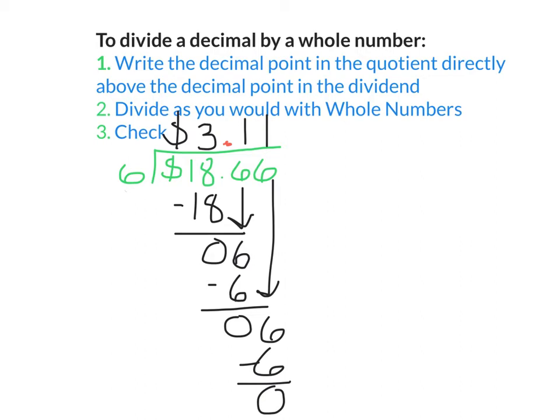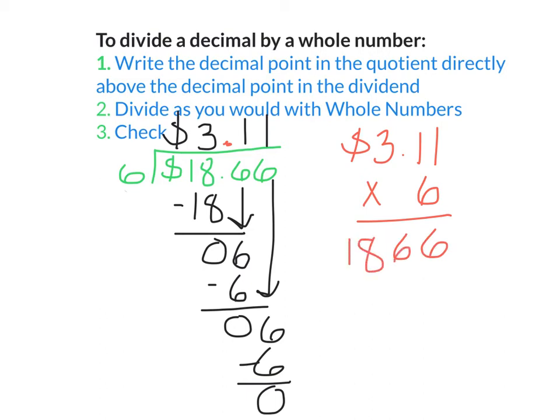Our last step here, it tells us to check our answer. So now remember, when you check a division problem, we multiply our quotient by the divisor. So I'm going to do that right over here. $3.11 times 6. We get 6, 6, 18. I count my decimal places, that's 2. So it goes right here, and my dollar sign, $18.66, which is the same total that was in our story problem.